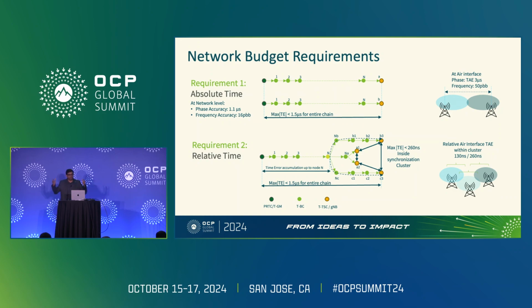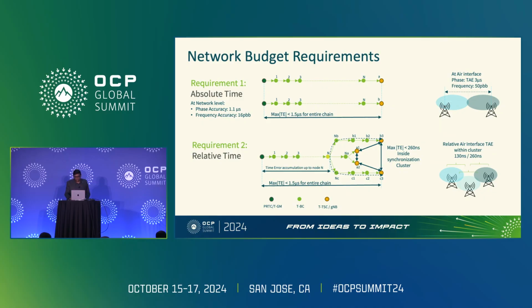And the total accumulated time error over the network path, if it is within 1.5 microseconds, means that for two radios connected over the network path, their time alignment error becomes a maximum of 3 microseconds, which is required for the seamless handover part. The second aspect maintained in this network architecture is the relative time error of less than 260 nanoseconds, and this is for the radios within the cluster, which need to be within that range.